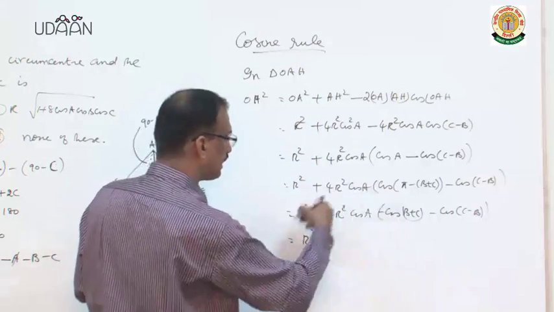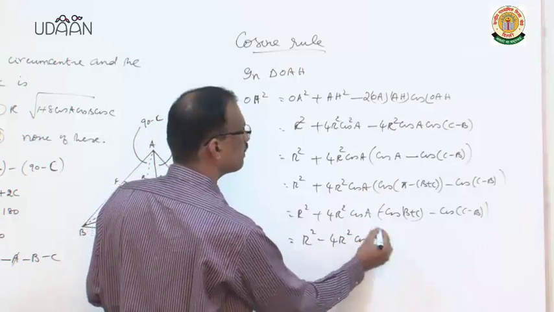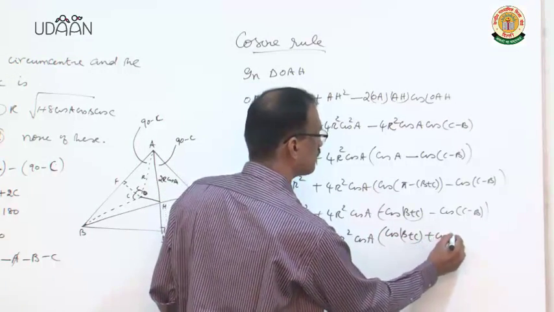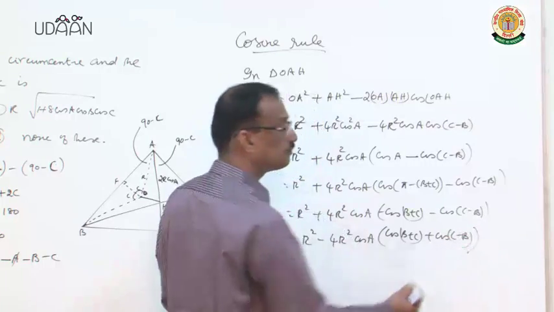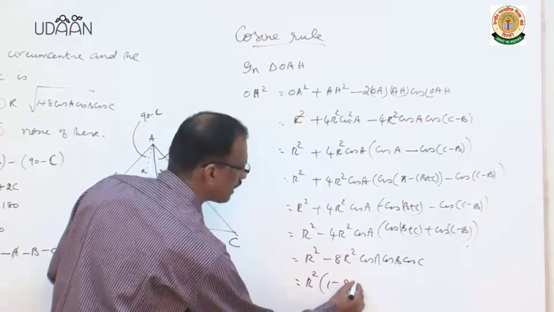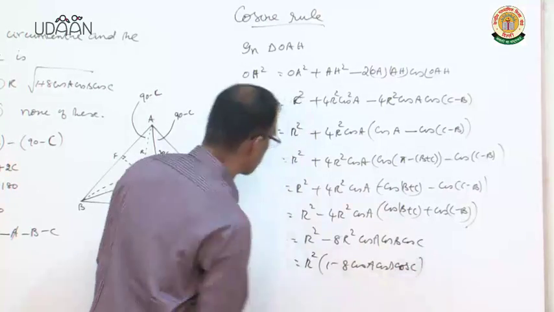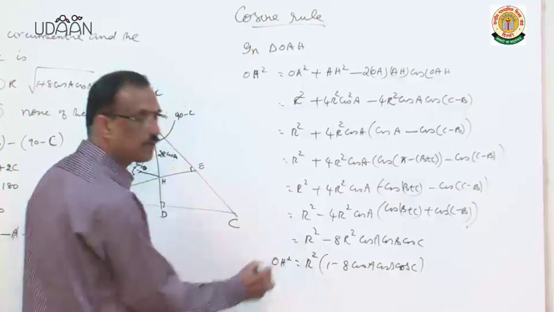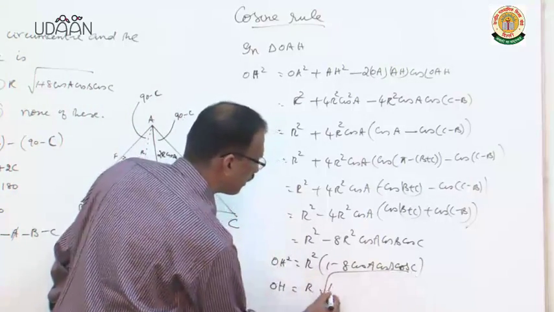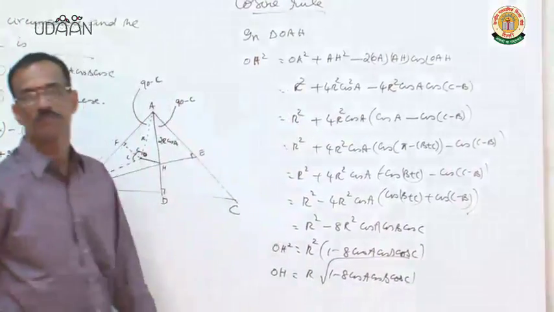So R square, minus can be taken out, so minus 4R squared cos A. Now this will give us cos (B plus C) plus cos (C minus B). So this will give us R squared out, 1 minus 8 cos A cos B cos C, that is equal to OH square. So OH is R root of 1 minus 8 cos A cos B cos C.